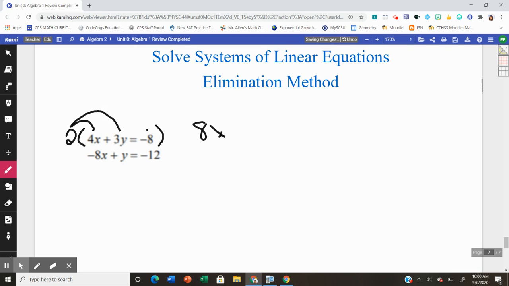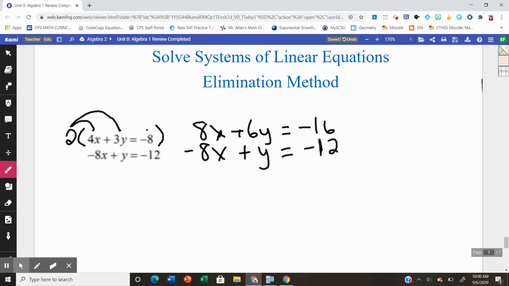2 times 3y is going to give me 6y. And 2 times negative 8 is going to give me negative 16. All right, I'm going to take that second equation now. I didn't touch it. I don't need to. I'm just going to copy it down.